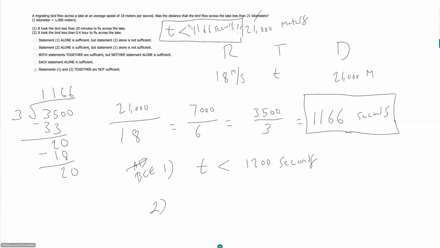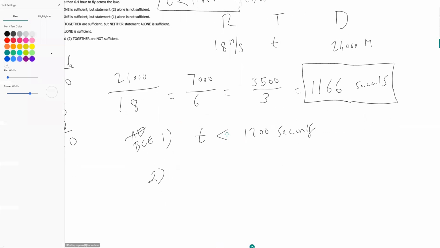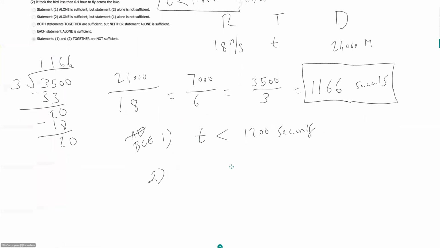It took the bird less than 0.4 hours to fly across the lake. Okay, so how do we convert hours now to seconds? If there's 60 seconds in a minute and 60 minutes in an hour, then to convert from hours to seconds, you just got to multiply by 3,600. And that's something I've just memorized at this point, and it comes up enough that it's worth memorizing. So 0.4 hours, or 2/5 of an hour, should be 2/5 times 3600 seconds.